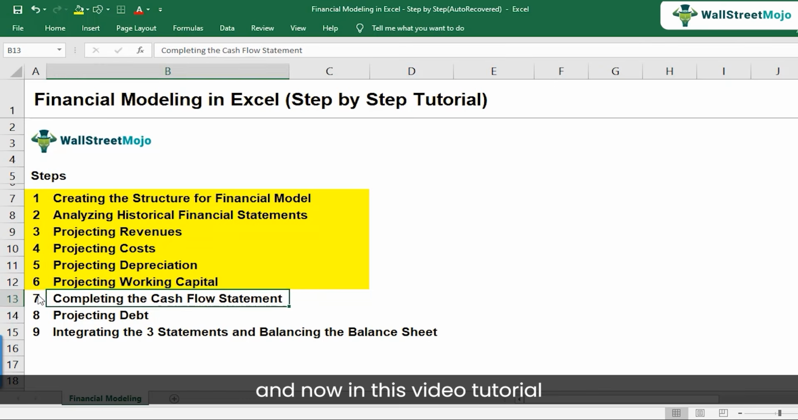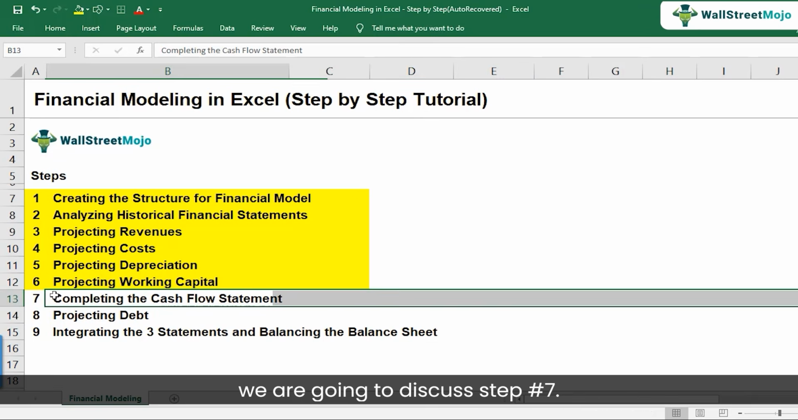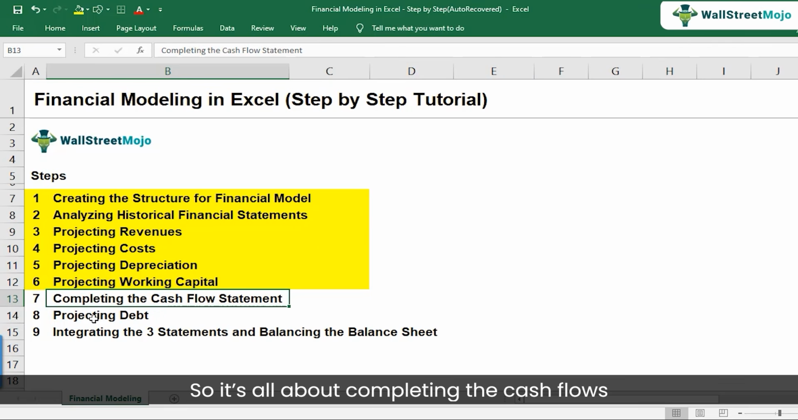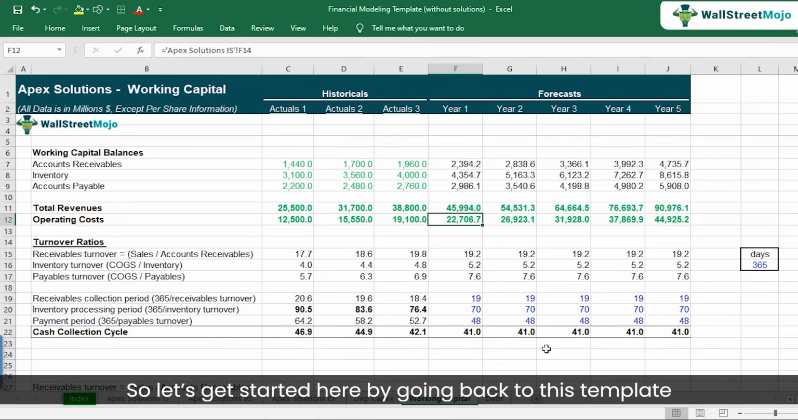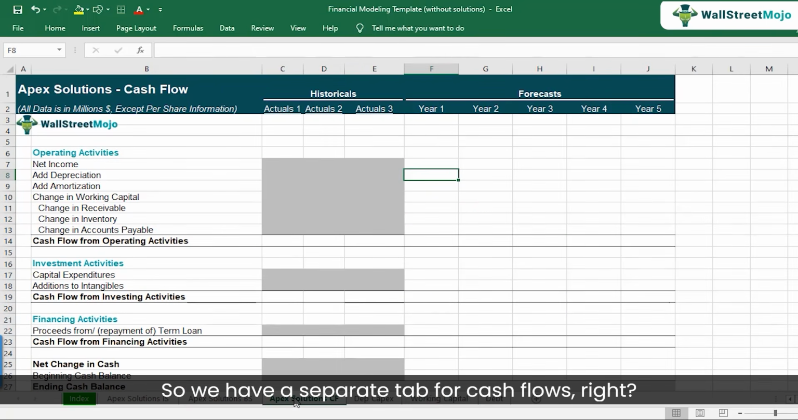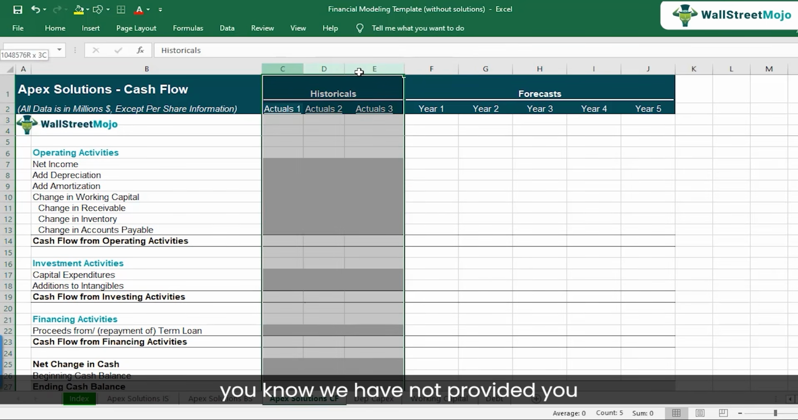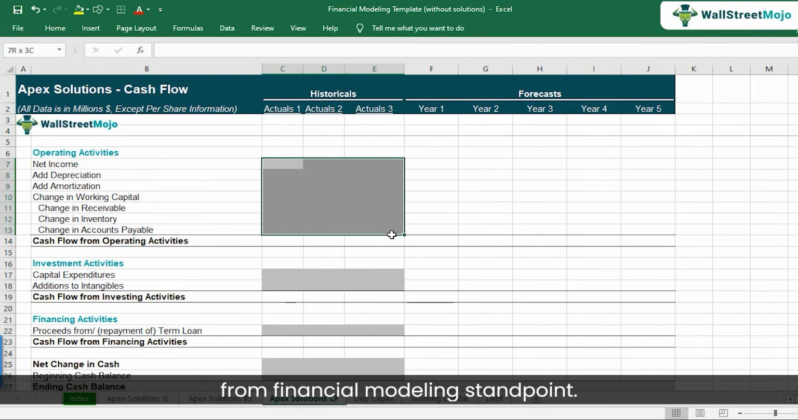And now, in this video tutorial, we are going to discuss step number 7. So, it's all about completing the cash flows, and we'll also complete some parts of the balance sheet in this step. Okay, so let's get started here by going back to this template where we were looking at working capital, right? So, we have a separate tab for cash flows, right? And I would like you to understand first that when it comes to the historicals, we have not provided you with any numbers at all, right? Because that's not needed from financial modeling standpoint.